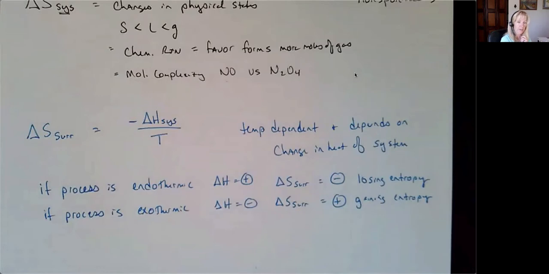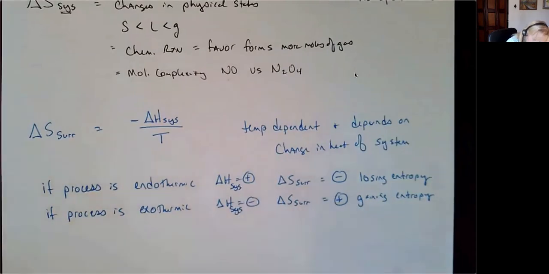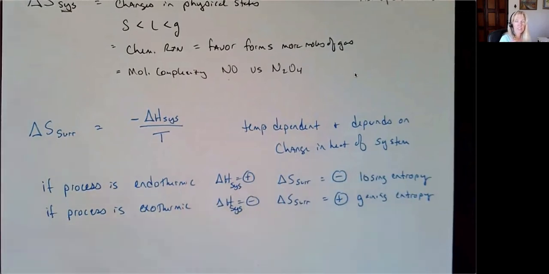And so anytime I have an exothermic reaction, I'm losing energy from the system in the form of heat, but I'm gaining energy in the surroundings in the form of entropy, or vice versa. If I have a process that's endothermic, now I'm pulling heat from the surroundings, which means the surroundings is going to lose entropy. The system here is related to the entropy of the surroundings because heat is always going to change the movement of things that are around it.